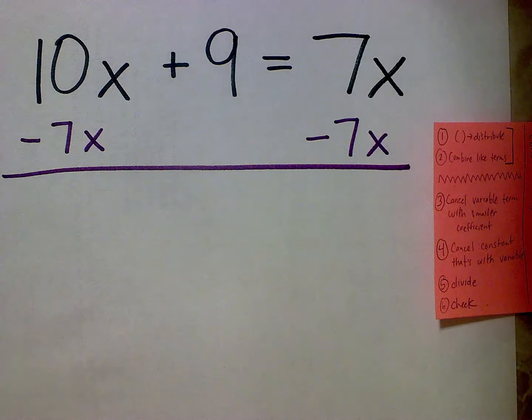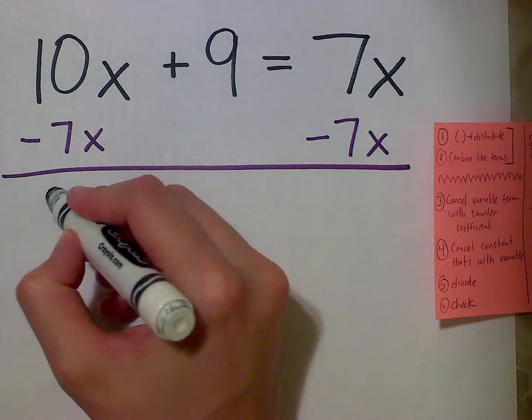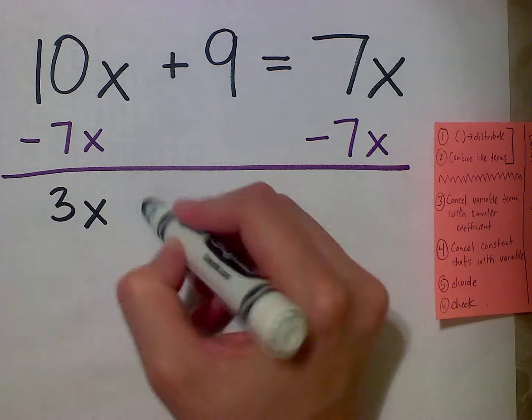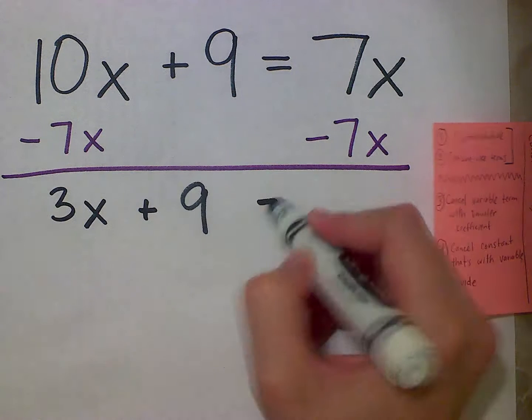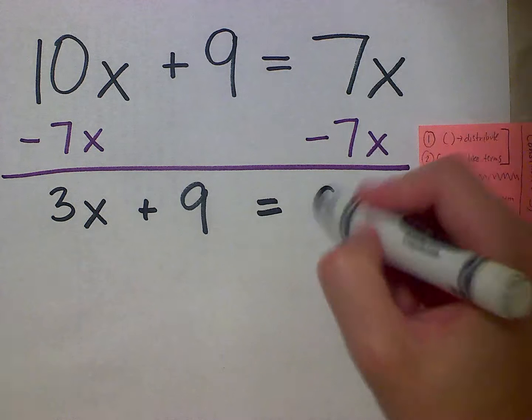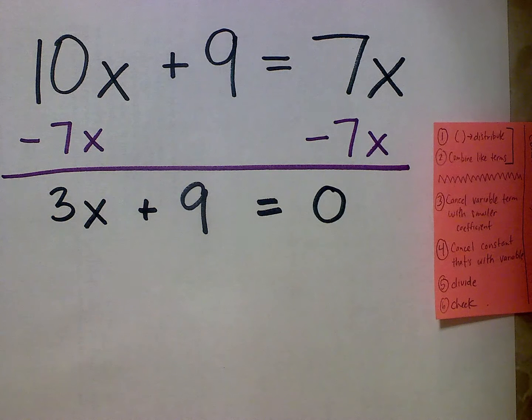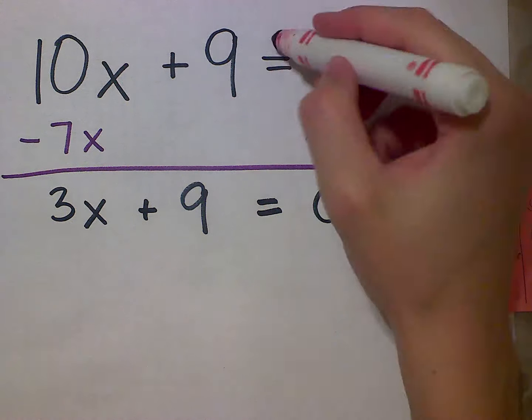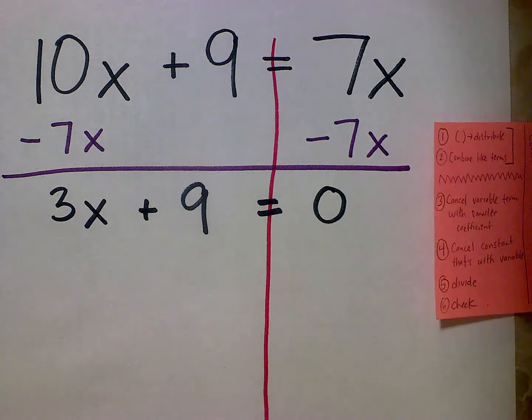And when I do that, I get 10 minus 7 is 3x plus 9. And it equals 7x minus 7x is 0. Okay? One thing that I've noticed that a lot of you get confused on is you lose track of where this equal sign is. So this is a really good strategy. Just draw a line down the middle, and then that line doesn't move, the equal sign stays there.